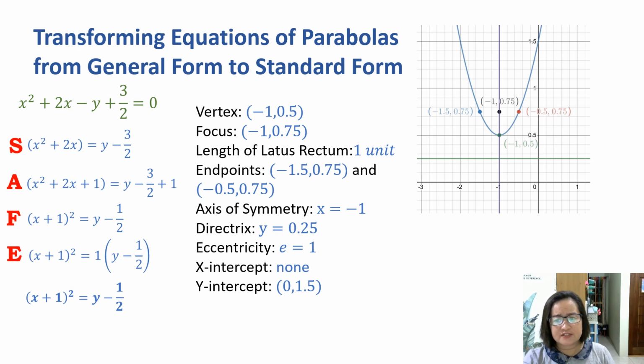The axis of symmetry will have an equation of x equals negative 1, and the directrix will be y equals 0.25. Equating x equals 0, we would be able to get the y-intercept, which is at 0, 1.5.